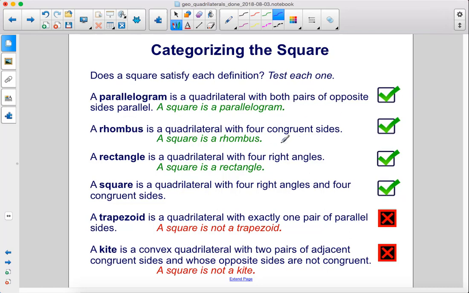A square is also a rhombus because the 4 sides are congruent. A square is a rectangle since there are 4 right angles inside of the quadrilateral. A square is obviously a square, so this one works as well.